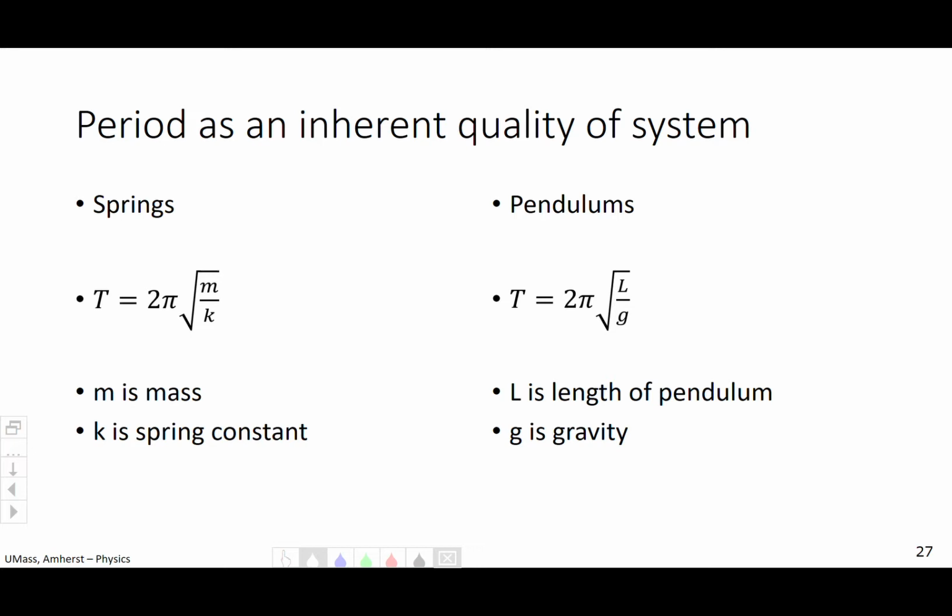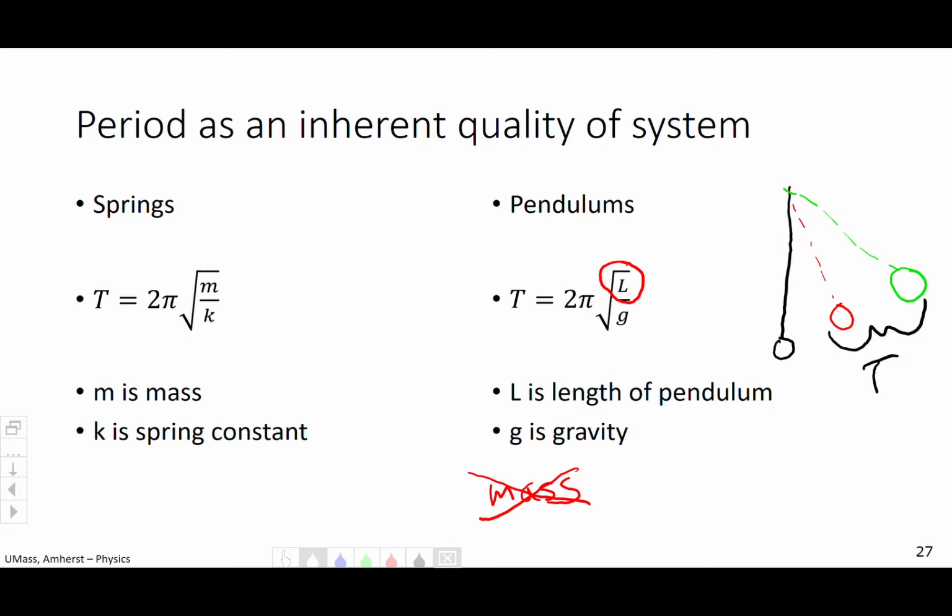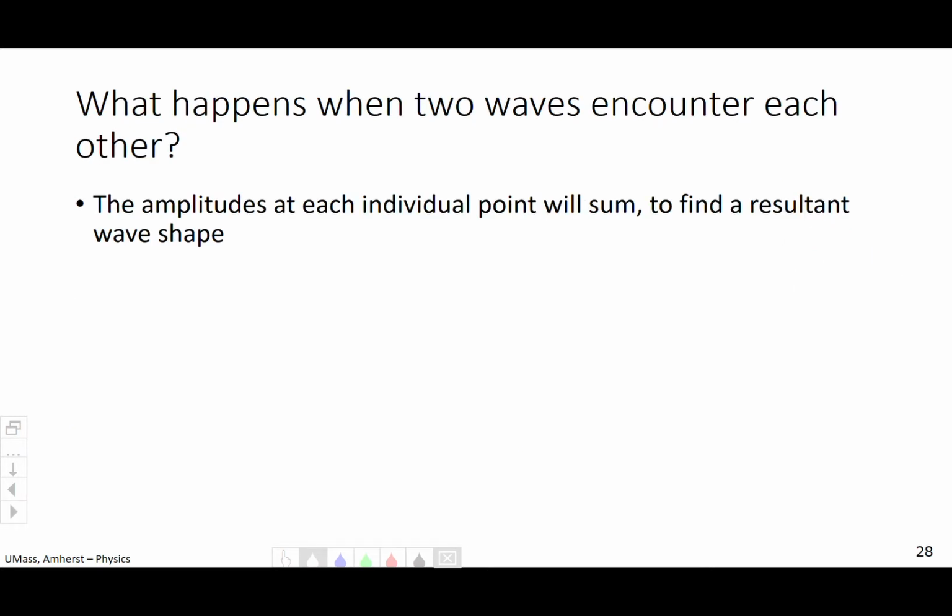And interestingly, for a pendulum, the only thing that you can control to control the period is the length. The mass attached to the pendulum does not matter. And also, the height that you bring it to does not matter. So if you brought it up to here and released it, and brought it up to here and released it, these would both have the same period. You can test that if you want.